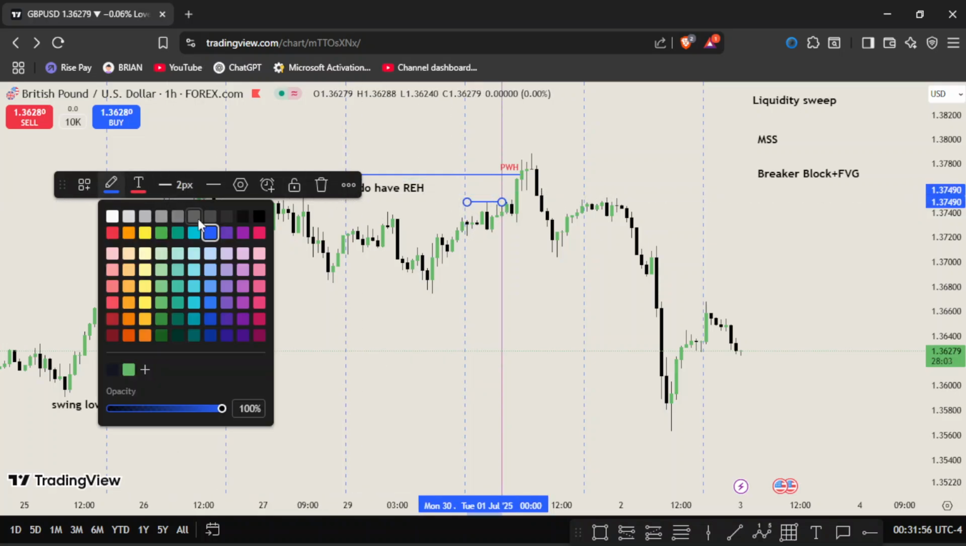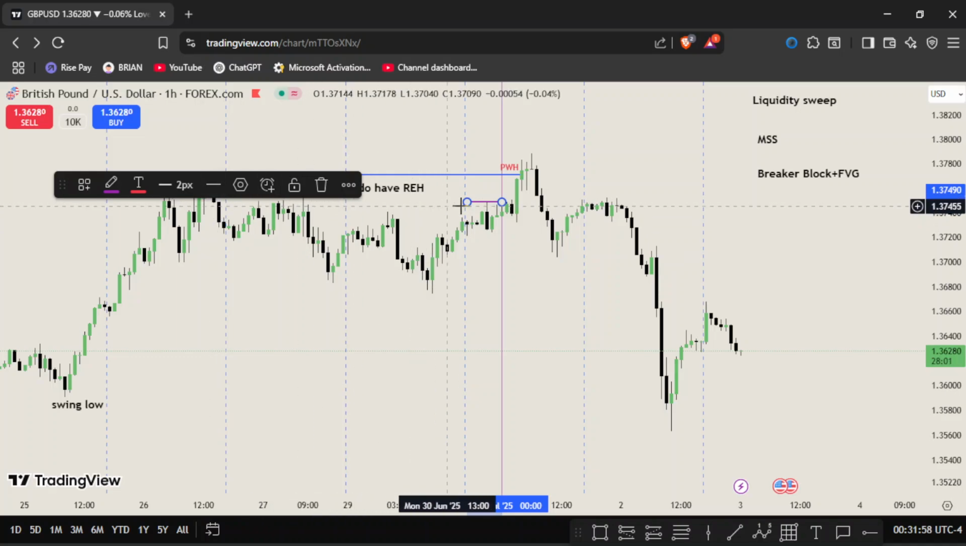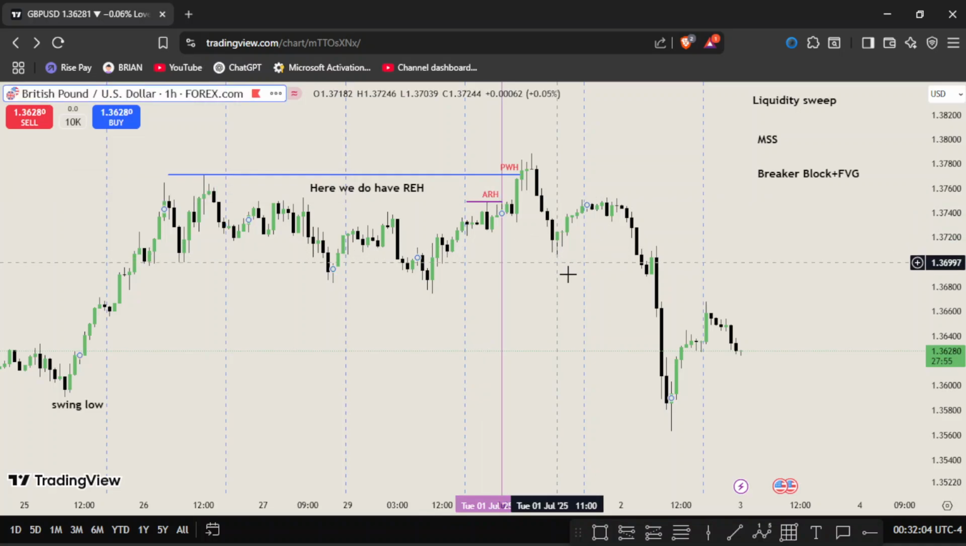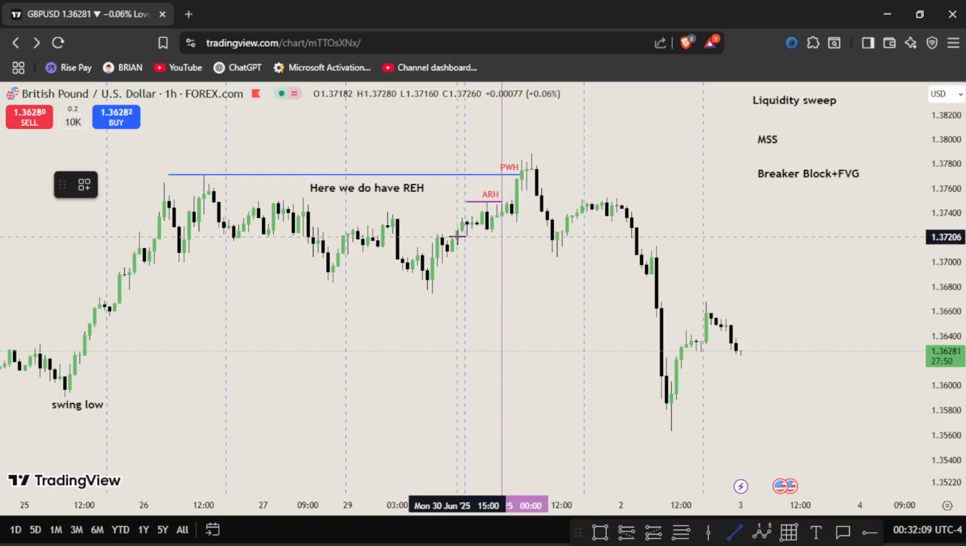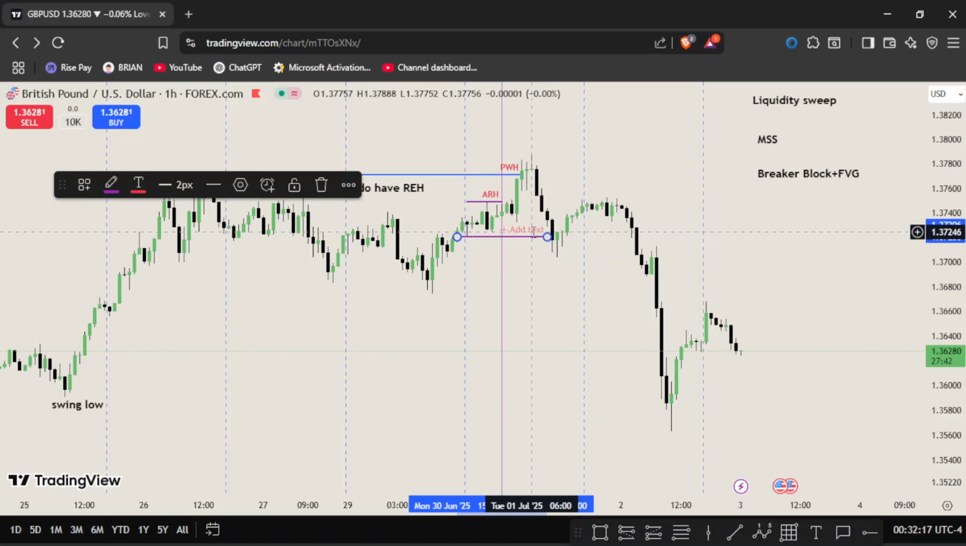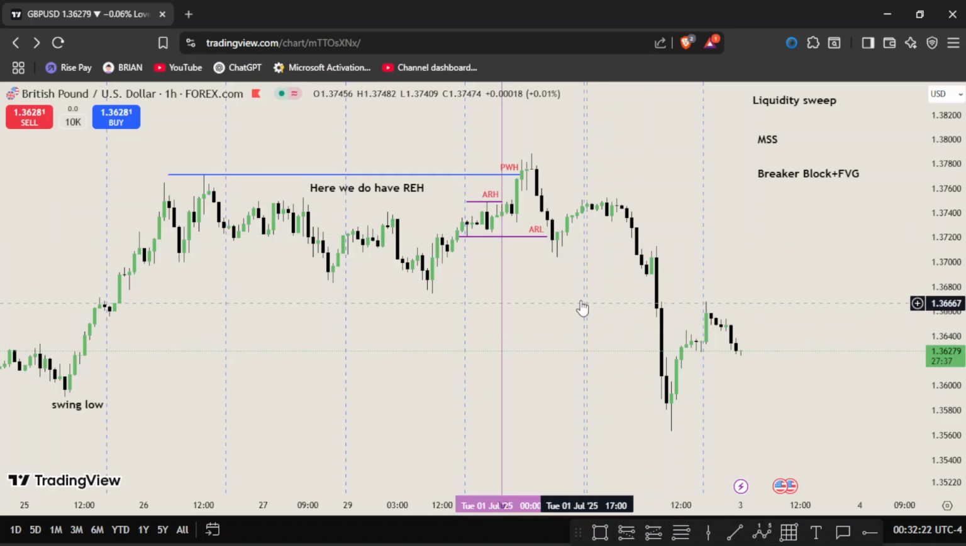That is Asian range high and Asian range low. So first of all, this is our Asian range high and this is our Asian range low. What has happened here towards the open of Tuesday's price action?